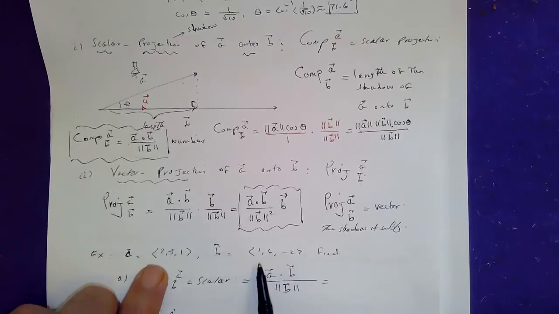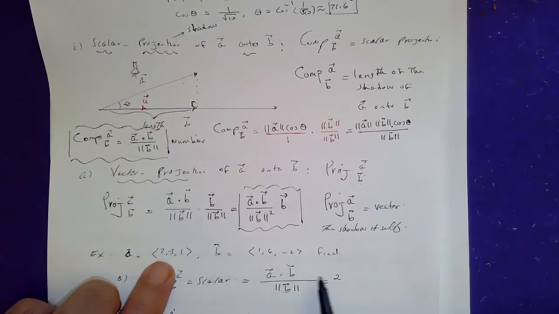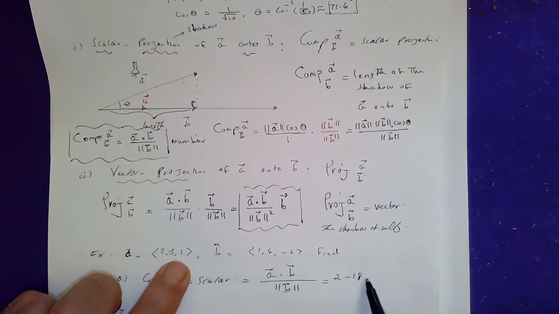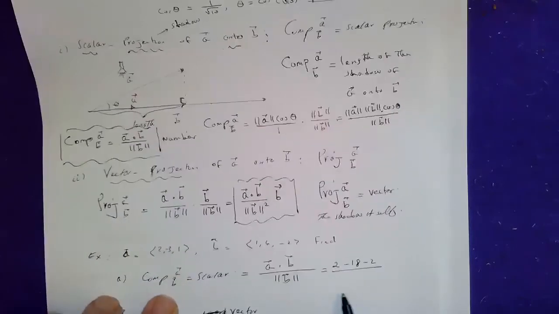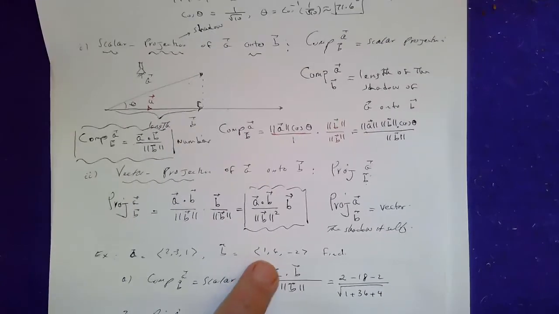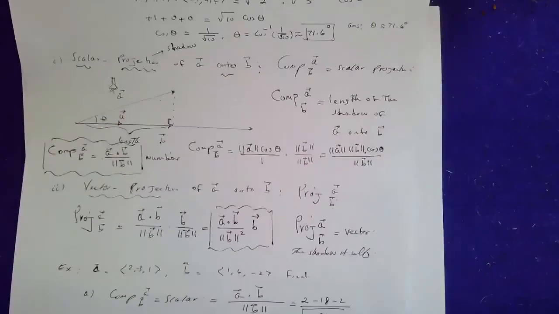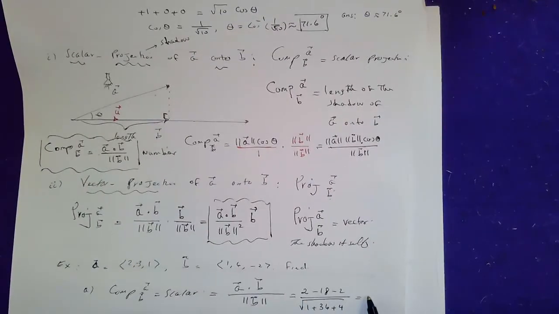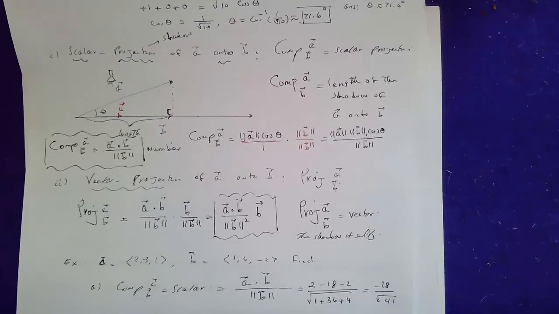All right then, so let's do this. If you take the dot product, 2 times 1 is 2. Negative 3 times 6 is negative 18. 1 times negative 2 is negative 2. And the magnitude of B is the square root of 1 squared plus 6 squared plus 4 squared, that is 1 plus 36 plus 4. Take the square root. The 2s cancel, so you get negative 18 over the square root of 41. Notice it's a number.